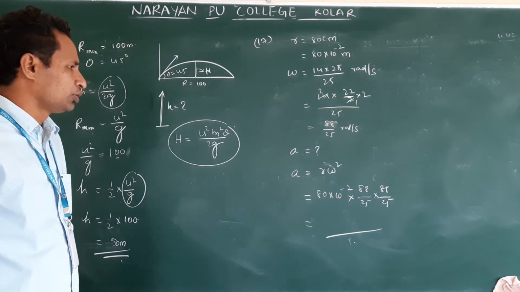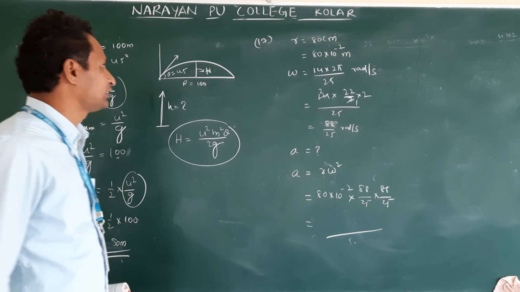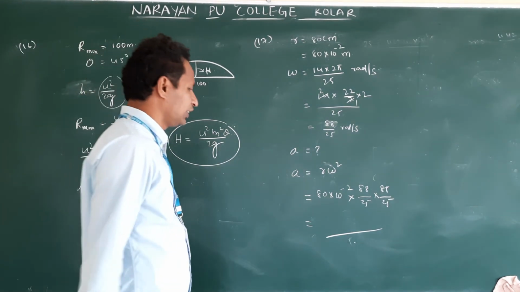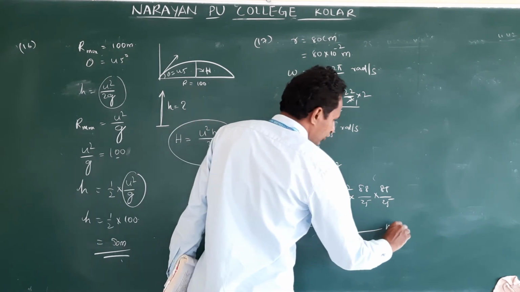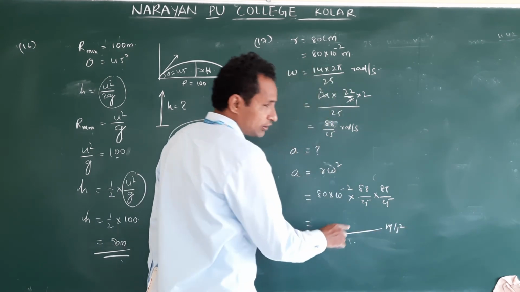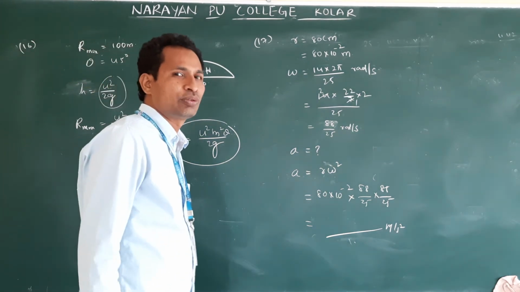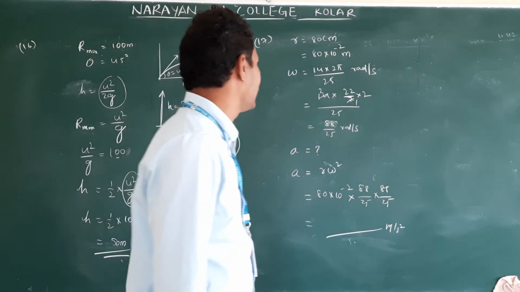Clear? So now, what is the direction? Centripetal acceleration is always directed towards the center. You write meter per second square, directed towards the center along the radius. Understand? Directed toward the center along the radius.